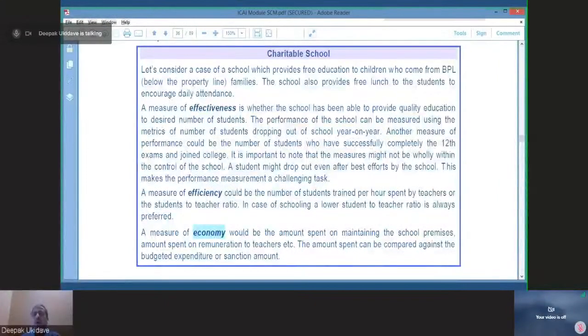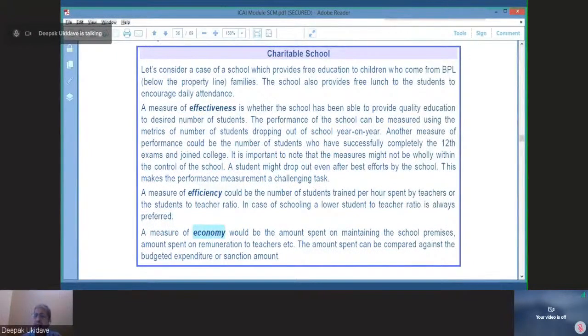Just to save on cost, you cannot trade off between the cost and the quality. That means hygiene has to be provided in the school, so the entire premises have to be kept clean, neat, and tidy, and for that whatever minimum amount is required has to be spent. As for the amount spent on remuneration to teachers, unless you pay reasonable remuneration in line with the industry, you will not be able to attract good teachers, and the quality will suffer. So while maintaining the cost, obviously quality is the priority, and economy comes when you look at cost vis-a-vis quality. The amount spent can be compared against the budgeted expenditure or the sanctioned amount. While preparing the budget itself, the trustees can decide a particular sum allocated for a particular operation, keeping in mind the quality required for efficient running of the operations.